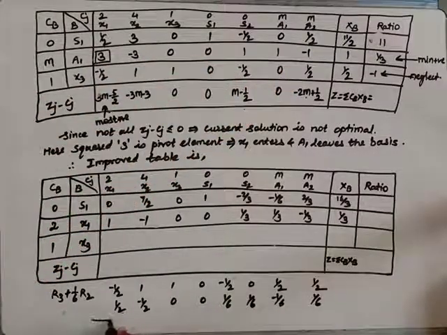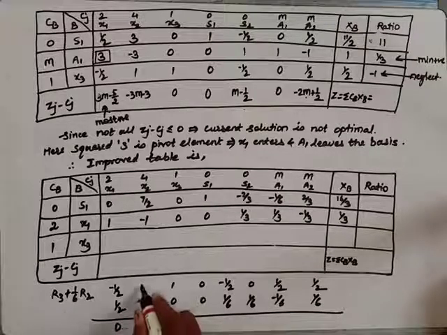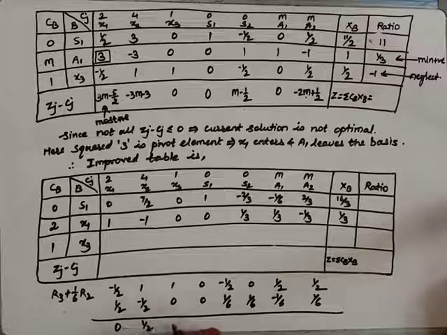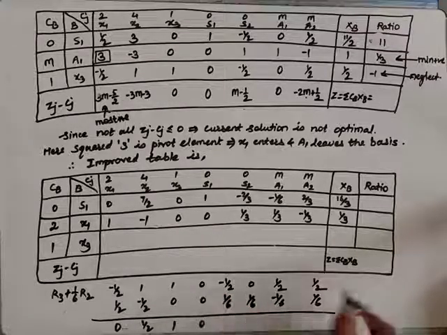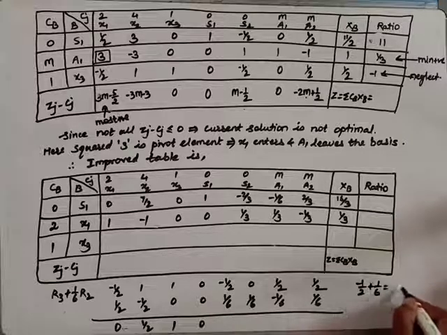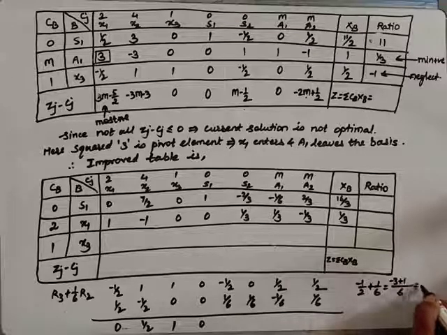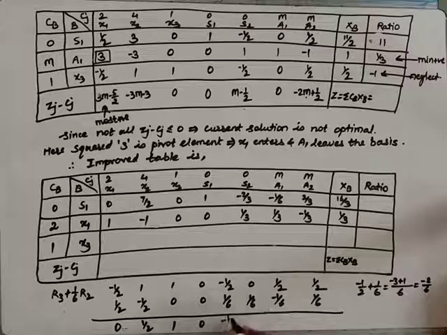Now we have to add them. So the sign doesn't change. So adding 0, 1 minus half will be half. This is 1, 0. Then minus half plus 1 by 6. Look at here, minus half plus 1 by 6. So LCM will be 6. It will become minus 3 plus 1. So it will be minus 2 by 6. So it is minus 1 by 3.